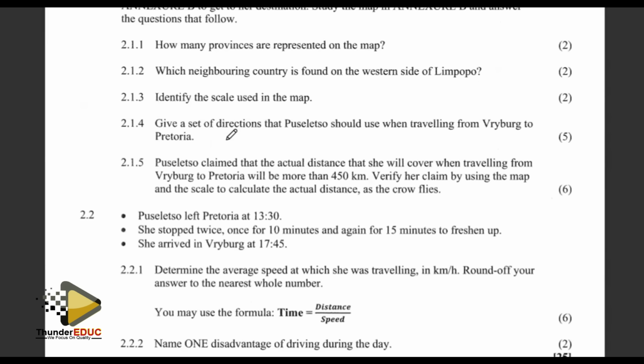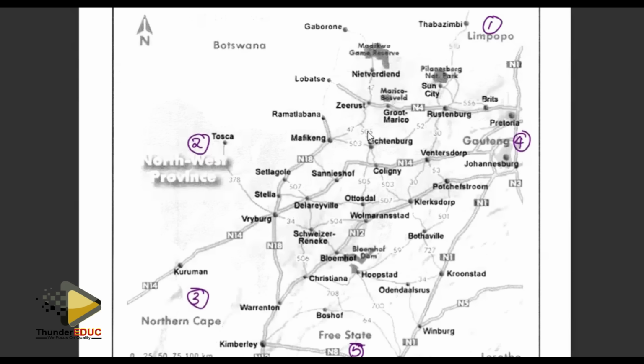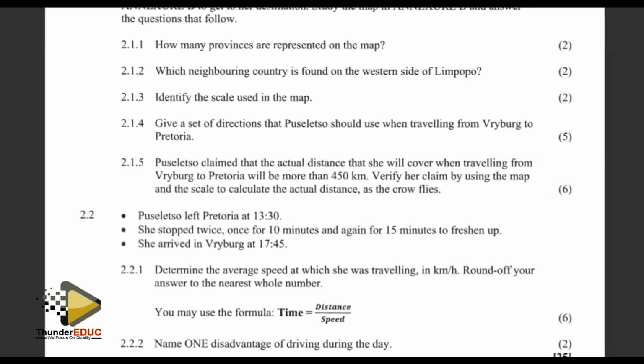Which neighboring country is found on the west side of Limpopo? West side of Limpopo. Identify, this is Limpopo and it is facing north. If this is north, this is east, south, and west. Which country? It's Botswana.